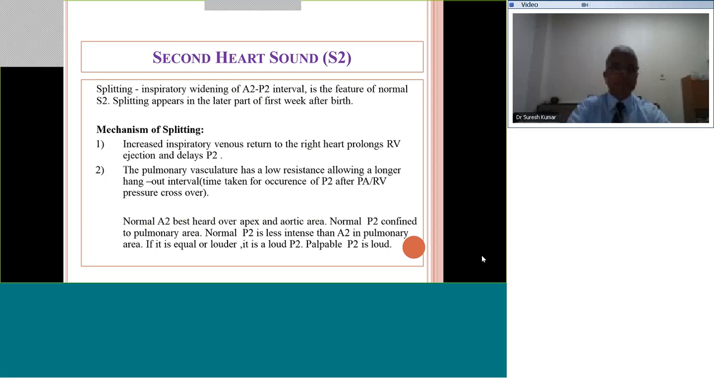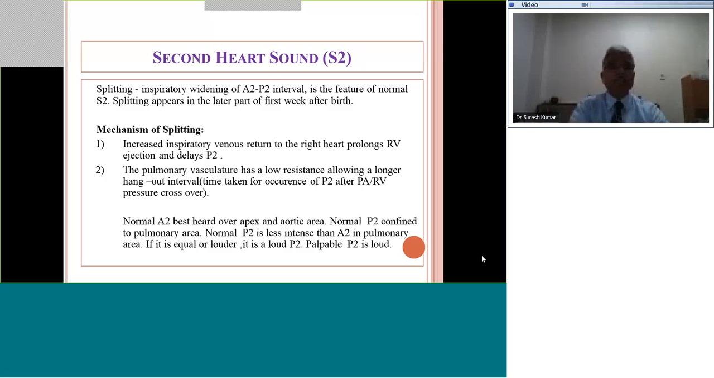The second heart sound, splitting: the inspiratory widening of the A2-P2 interval is a feature of the normal second sound. Why does this happen? There is an increased inspiratory venous return to the right heart, as you know, and this prolongs the right ventricular ejection and delays the P2. In inspiration, the RV has a bigger volume to handle and eject, and therefore the P2 is delayed. Plus, the pulmonary vasculature has a low resistance. Normally, you know that. And this low resistance of the pulmonary vasculature allows a longer hangout interval.